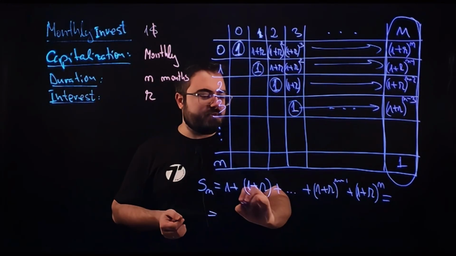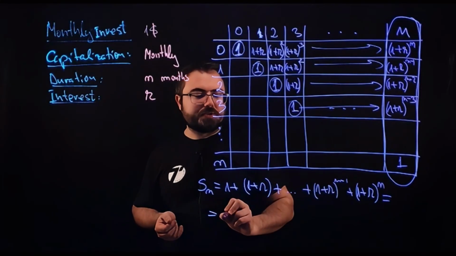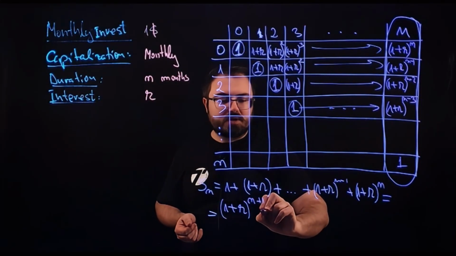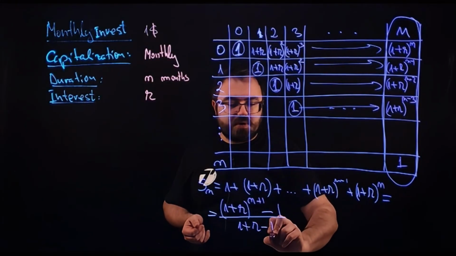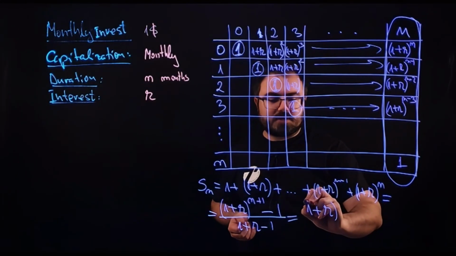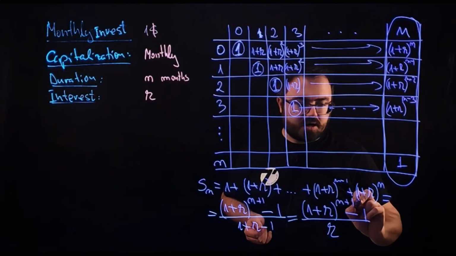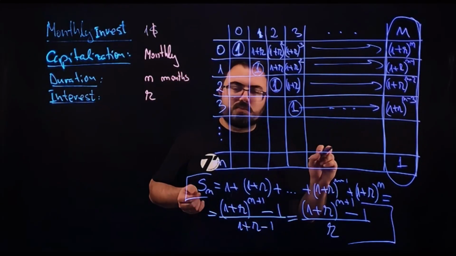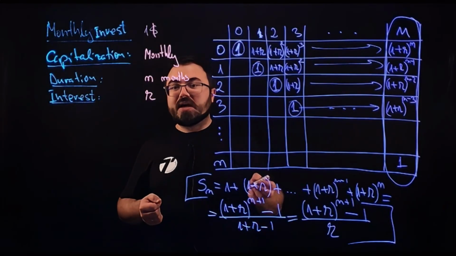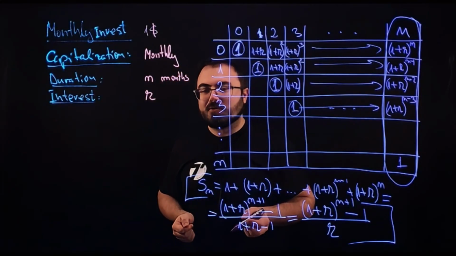And this is a very simple geometrical progression with ratio 1 plus R and initial term 1. And this sums up to 1 plus R to the power of n plus 1 minus 1, over 1 plus R minus 1, this is the ratio minus 1, and we're going to simplify this a little bit. It's 1 plus R to the power of n plus 1 minus 1, all divided by R. And this is our formula that will yield the amount of money that you will have at the end of your investment if you invest $1 monthly with an R interest, and the investment is done over n months.